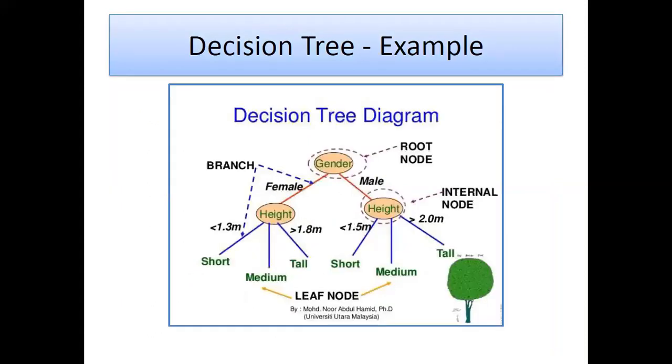We'll see one more example of this decision tree. Gender, male, female, and then height: less than 1.3 meter, more than 1.3 meter, greater than 1.8. Like that, we can tell whether finally a specific person, either male or female, is a tall person, medium height person, or short height person. Finally, the leaf should give us a decision out of a huge amount of data with the help of the decision tree.